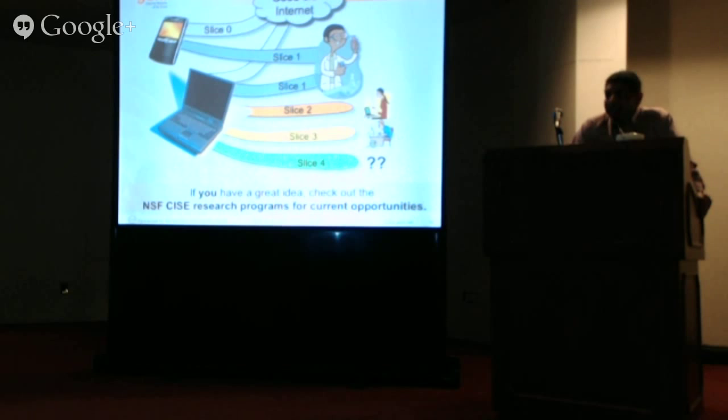So if you have a great idea, if you have an idea for a new internet architecture, for a new protocol architecture, the NSF site has, this is where you would go to get funding. And we hope that you would use GENI to run your experiments, to try out your ideas. And so if you have ideas, do check out the NSF site's page for research, for funding opportunities and to run experiments on GENI.